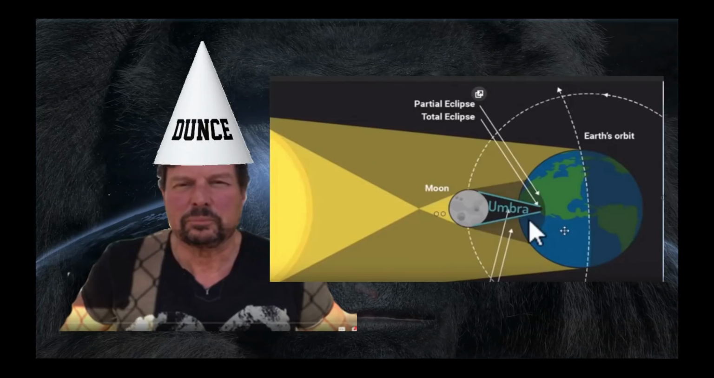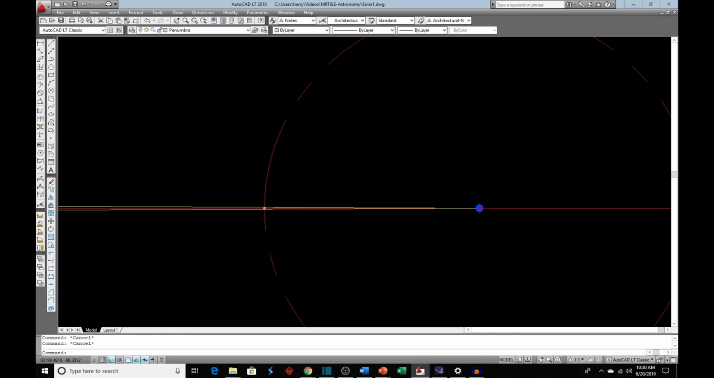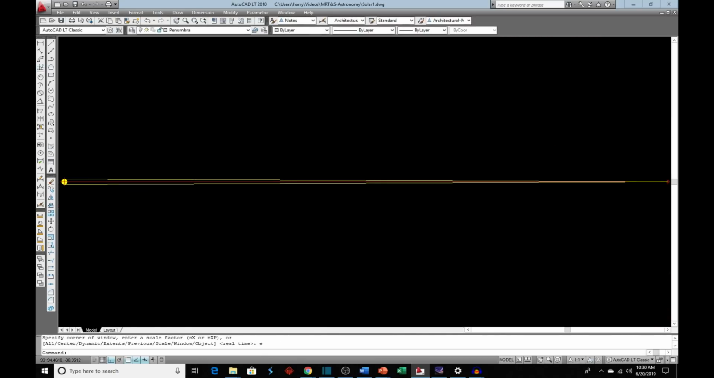Okay, numbnuts, where'd you get the cartoon from? Again, this is a not to scale drawing. You can't really look at this and make good sense out of it. Let's look at a to-scale drawing. Here we go with AutoCAD again. Let me zoom out so that we see the whole thing. Here's the sun way over here on the left-hand side.